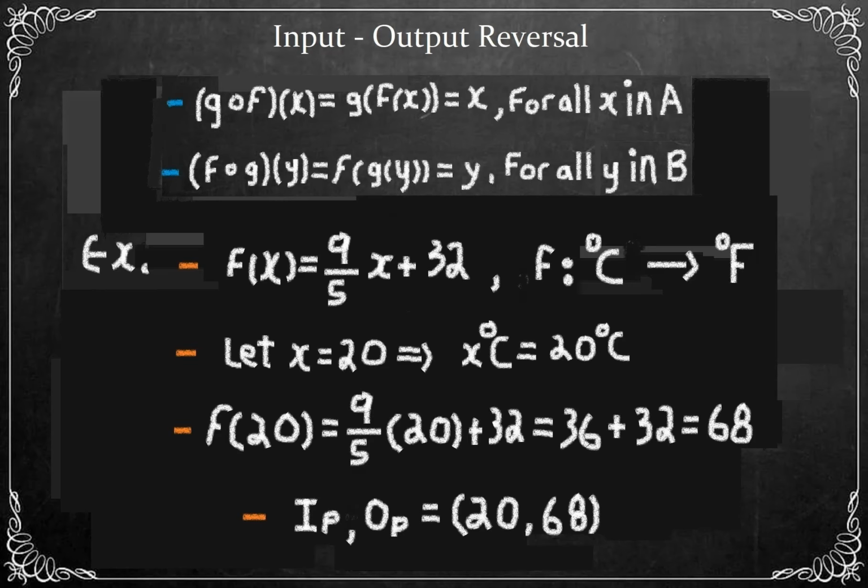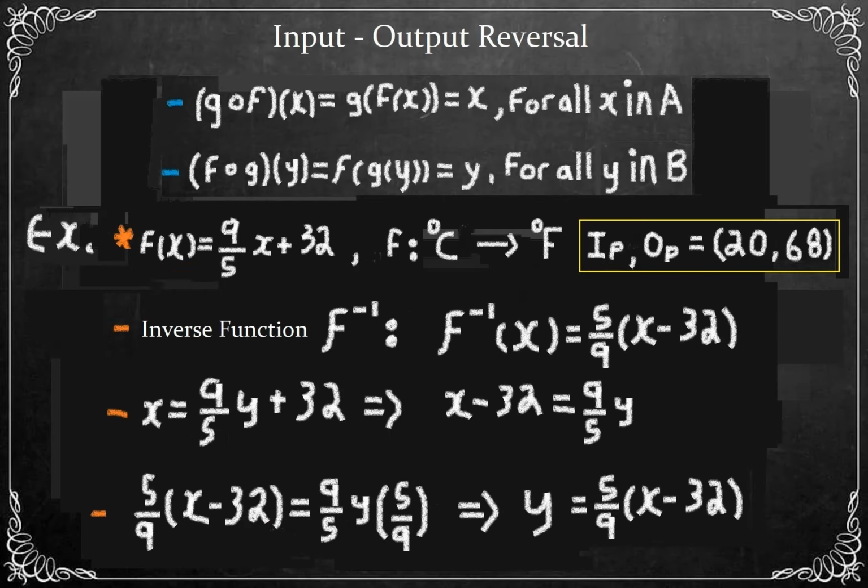Last bullet returns the following input-output pair, 20 and 68. According to the said property, if we take the inverse of f of x, the process will return the pair 68 and 20. Let's see if that's true. Orange asterisk are the details from the previous blackboard. So, what is f inverse? We have f inverse of x equals 5/9 times x minus 32.